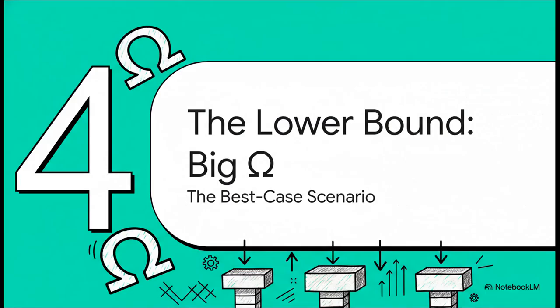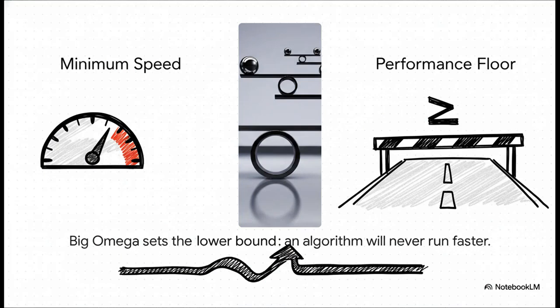All right, so we've set the performance ceiling with big O. Now let's do the opposite and establish the floor. This is where big omega comes in. It describes the absolute best-case scenario. So if big O is the speed limit, big omega is like the minimum speed you have to maintain on that same highway. You know those signs, minimum speed 45? It's a guarantee that your algorithm will never perform faster than this bound. It establishes a performance floor, a baseline that you can always count on.